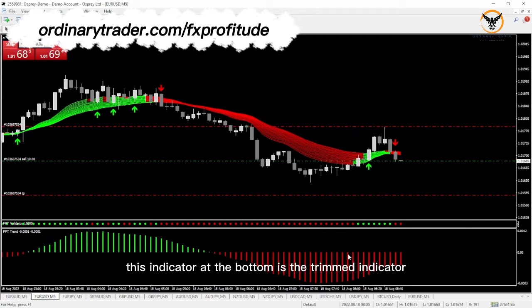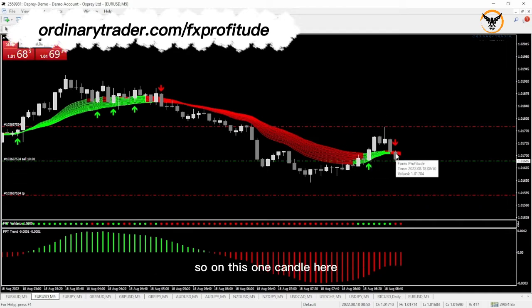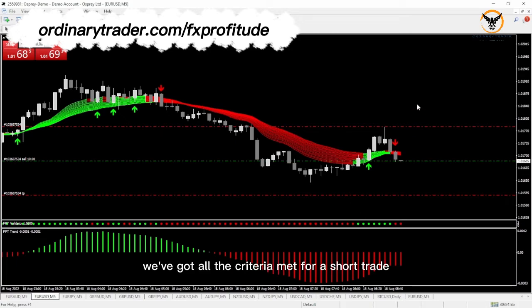This indicator at the bottom is the trend indicator, and it is red. We were looking for the pullback. We got the pullback of the array, turning the array from red to green, and then we resumed that trend direction. So on this one candle here, we've got all the criteria met for a short trade.